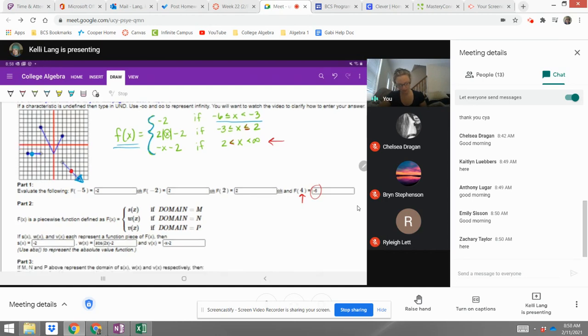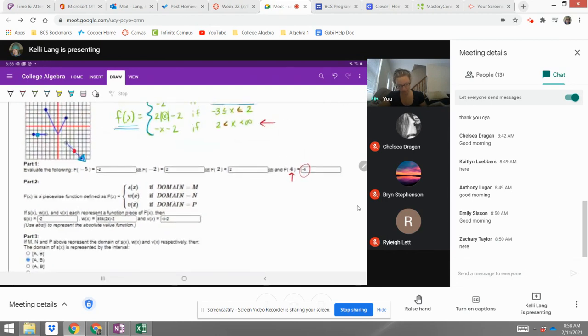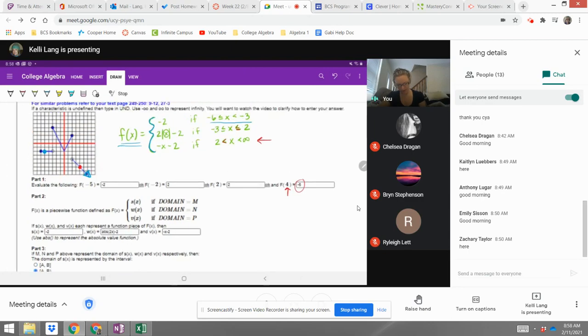Okay, part 2, they ask you basically to come up with what I came up with here at the top. So I kind of did this for you. What we would be doing is looking at each individual function. So if I'm looking at my first piece, how would we express this as a function? Well, this is just a horizontal line. This would be y equals -2, the horizontal line.